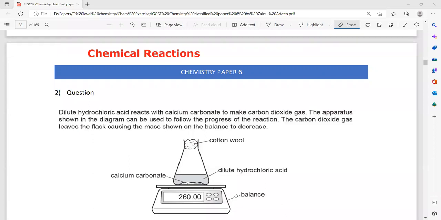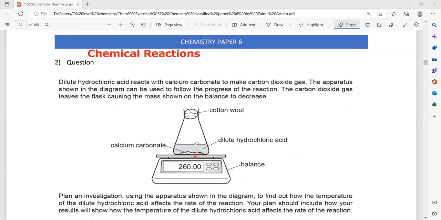So this is about the planning experiment. Dilute hydrochloric acid reacts with calcium carbonate to make carbon dioxide gas. The apparatus is shown, and the diagram can be used to follow the progress of a reaction. The carbon dioxide gas leaves the flask, and the balance reading will decrease here, because as the gas escapes, the mass of the contents in the flask decreases.